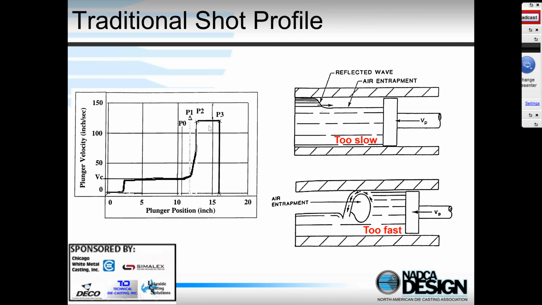And then the fast speed is then used to actually inject the metal into the cavity. That's the high speed that we use to fill the cavity. And again, there's all sorts of parameters in terms of doing that correctly.